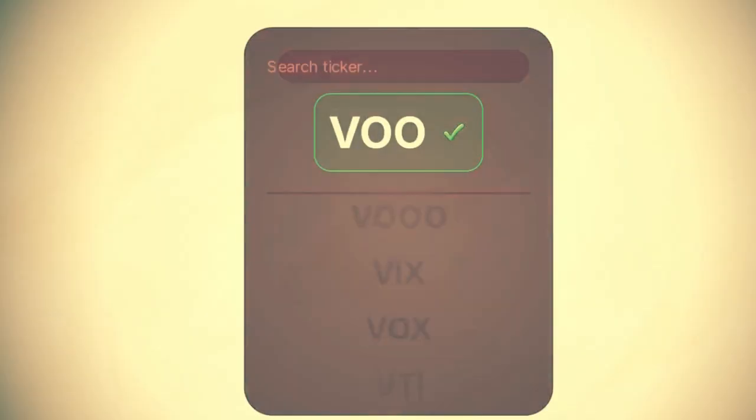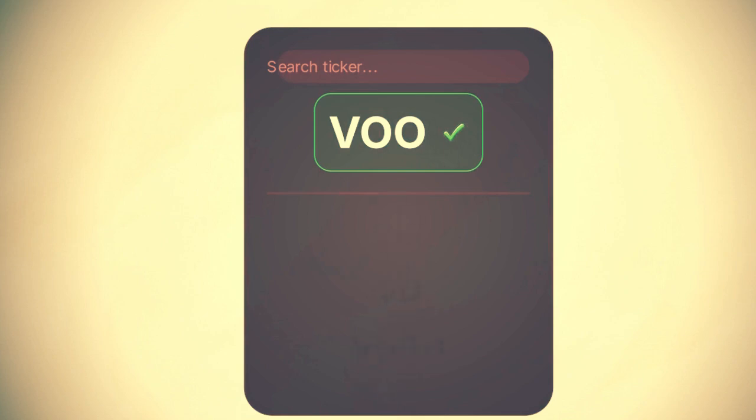Knowing your exact ticker symbol ensures you are buying the precise financial product you intend to, rather than getting lost in a crowded market of similar-sounding names.